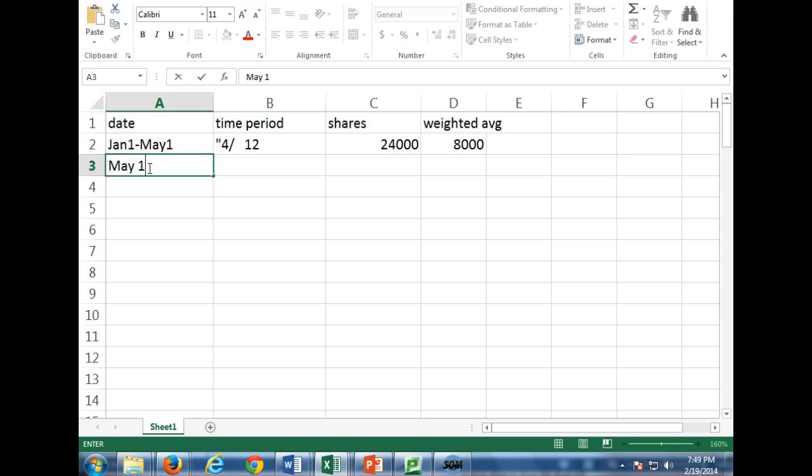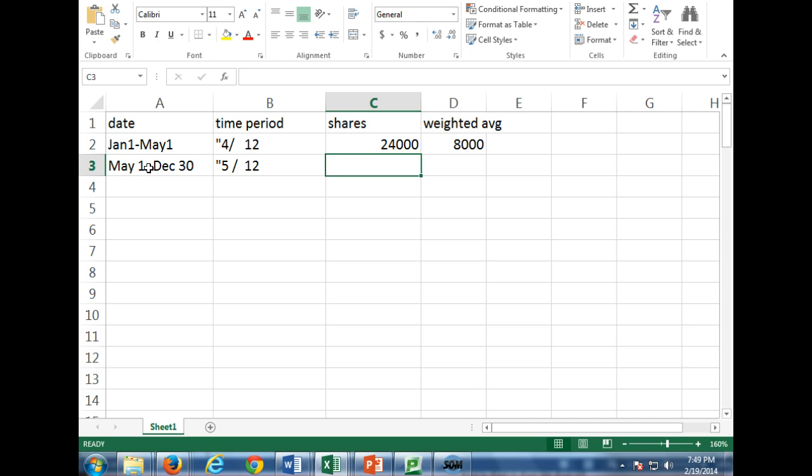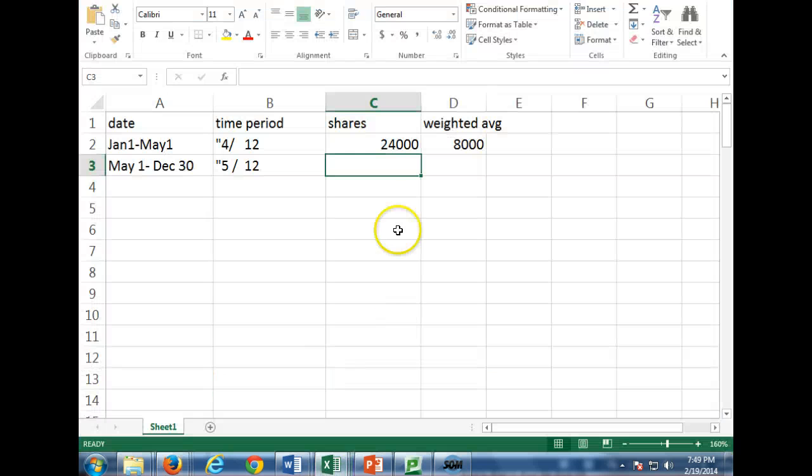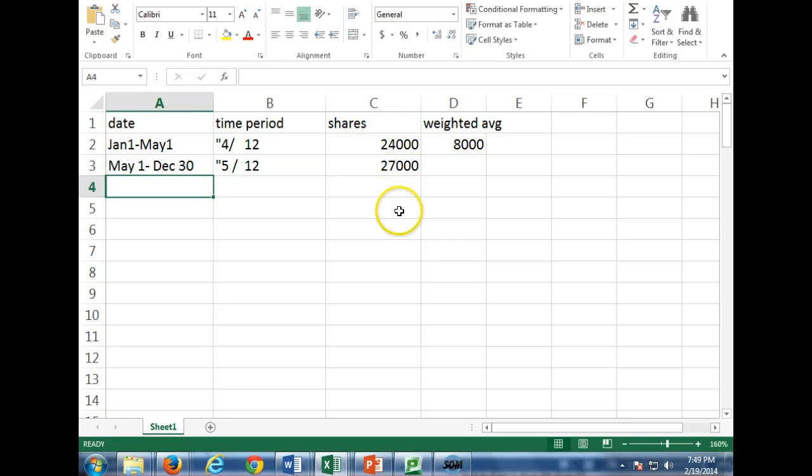Then, from May 1st to September 30th, how many months is that? May, June, July, August, September. 5/12. How many shares now did we add? We added 3,000 shares, didn't we? Francis issued 3,000 additional shares. So now we're at 24 plus 3 is 27,000 shares. What's our weighted average there, guys? 5/12 times 27,000?